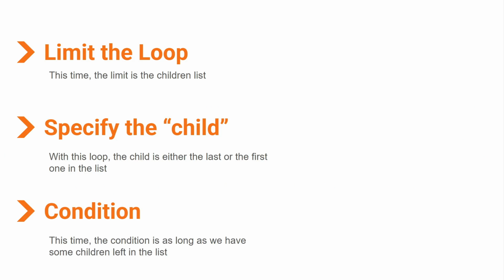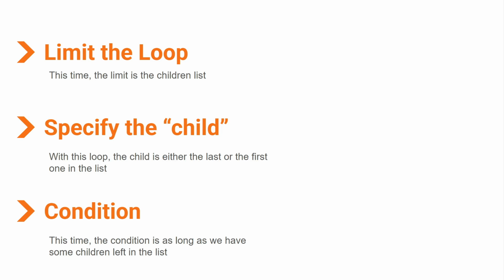And the condition, this time the condition is as long as we have some children left in the list. So the condition is that it will say, hey, do the loop as long as the number of kids is greater than 0. What do we mean by the number of children being greater than 0? We mean that we have some people there, right? Since it is greater than 0, we have either 1, 2, 3, 4, 5, a million. But when it is 0, then break out of the loop because there is nobody there anymore. So I hope you have enjoyed this presentation.